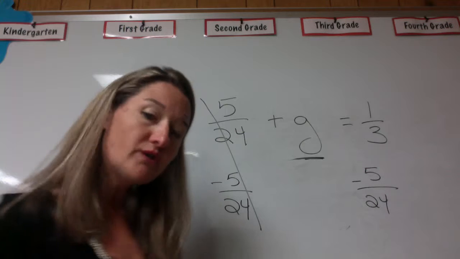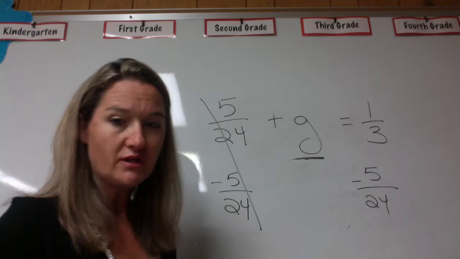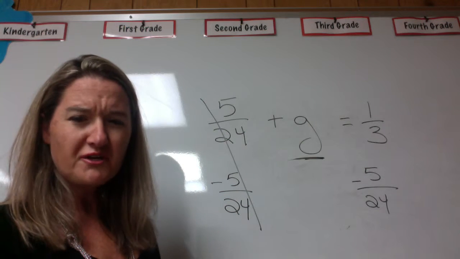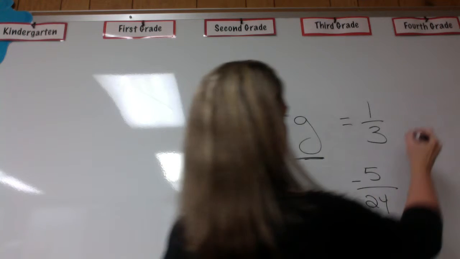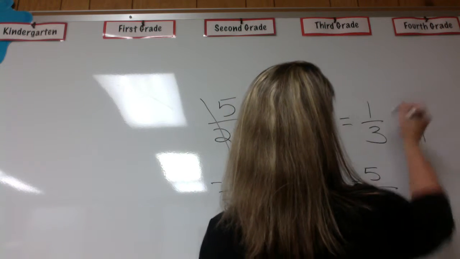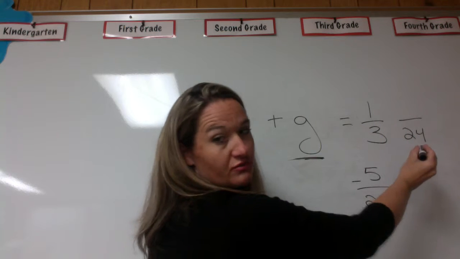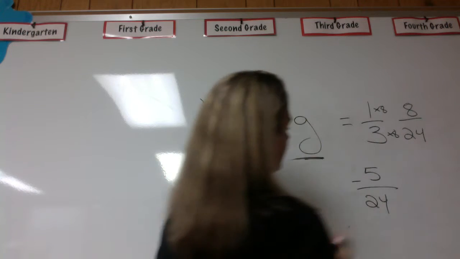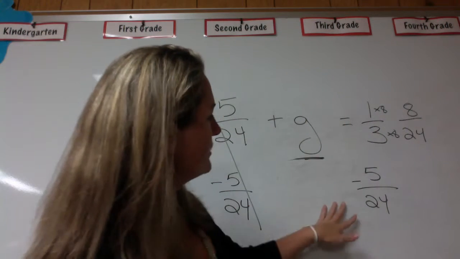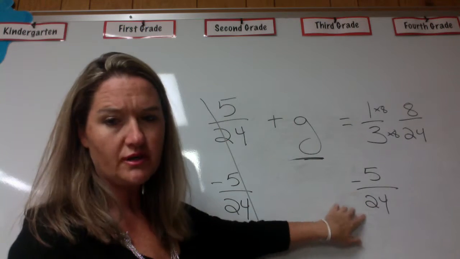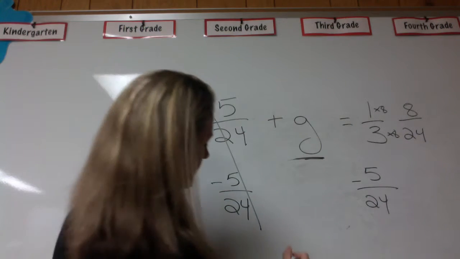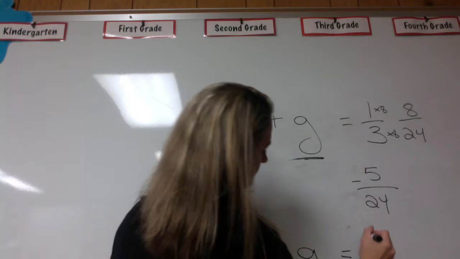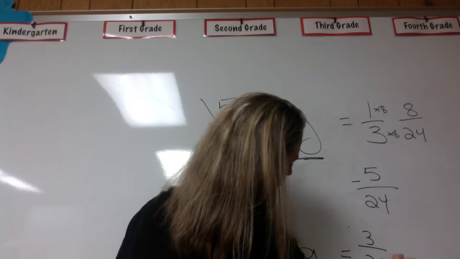Okay, so now we've got an instance where we do have different denominators, so we need to go ahead and get the same denominator. So the least common multiple of 3 and 24 is 24. Okay, so we've got to convert this to an equivalent fraction. 3 times what is 24? Times 8. The same thing here, times 8. Okay, 8 over 24. So now we can go ahead and subtract. We just left this one alone because it was already over 24. So we're going to go ahead and rewrite this. g is equal to 8 minus 5, that's 3 over 24.